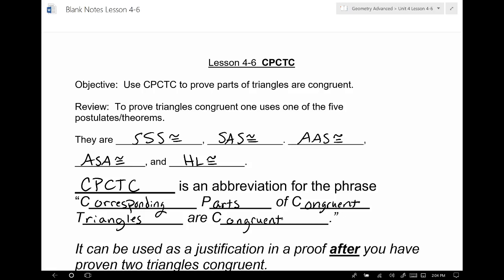All right, so, guys, what does CPCTC stand for? Go. Corresponding parts of congruent triangles are congruent. That was almost right. You all work together as a group. I feel like I'm in choir class right now.